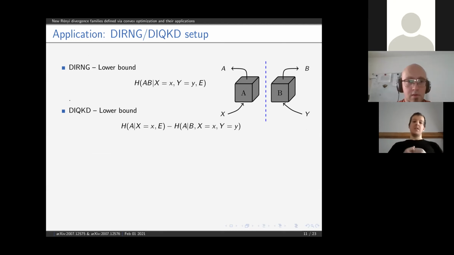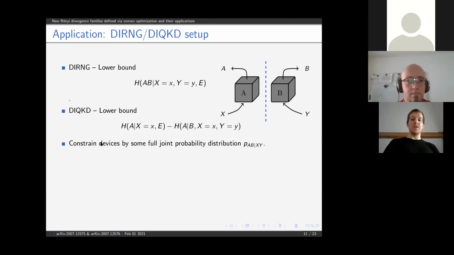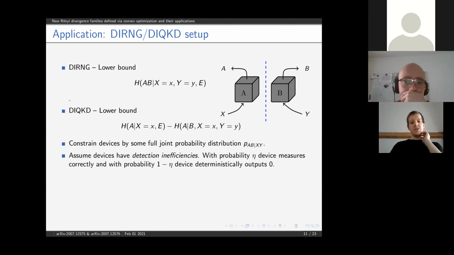And so we did this in the paper, and we looked at the rates of both randomness expansion protocols and QKD protocols. And we looked at the rates when we constrain the devices by some full conditional probability distribution. And so this is the most amount of information we can collect in the device independent way. So hopefully this will lead to the best rates, is the idea. And we also assume that the devices have inefficient detectors to make the plots a bit more experimentally relevant. And so what this means is with some probability eta, the device will measure correctly and output the measurement result. And with some probability 1 minus eta, the device will just fail, and we'll just record this failure as the outcome 0.